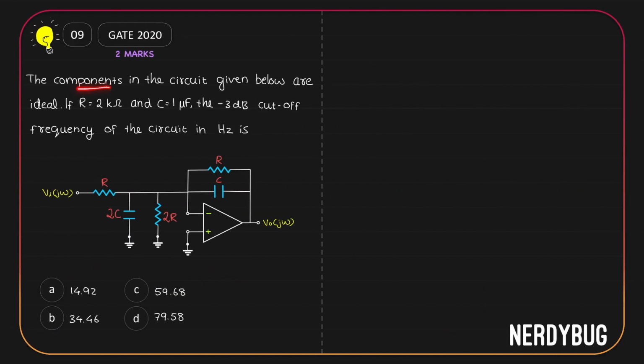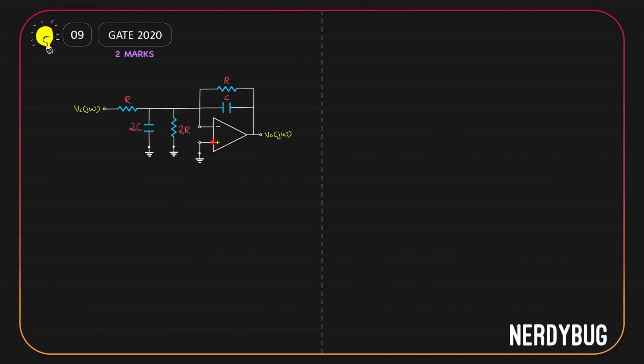The components in the circuit given are all ideal. R is 2 kilo ohm, C is 1 microfarad. What we have to find out is the 3 dB cutoff frequency of the circuit. This is the circuit we have. Now, I would say this is a very simple problem, but made to look like a complex one. I'll explain to you why.